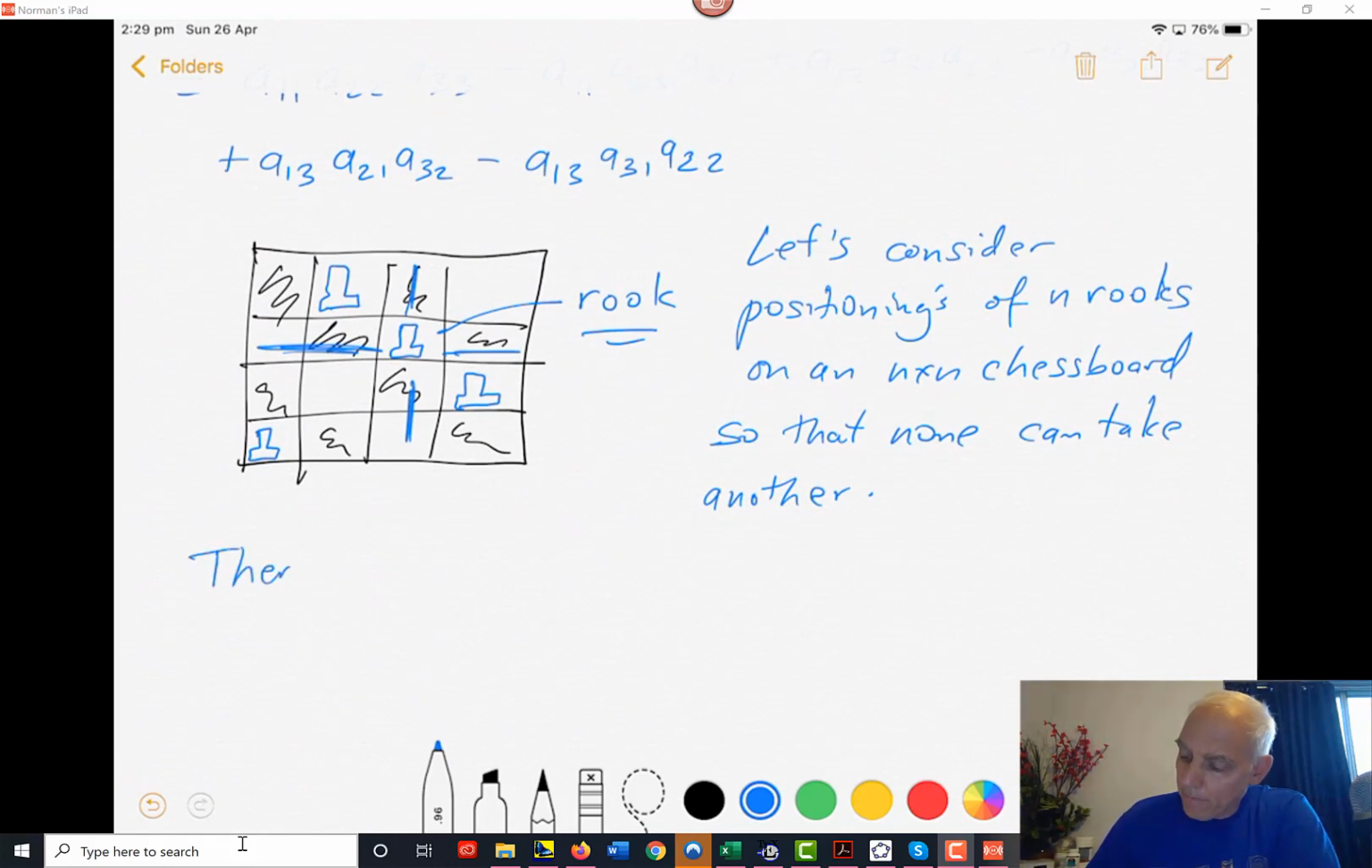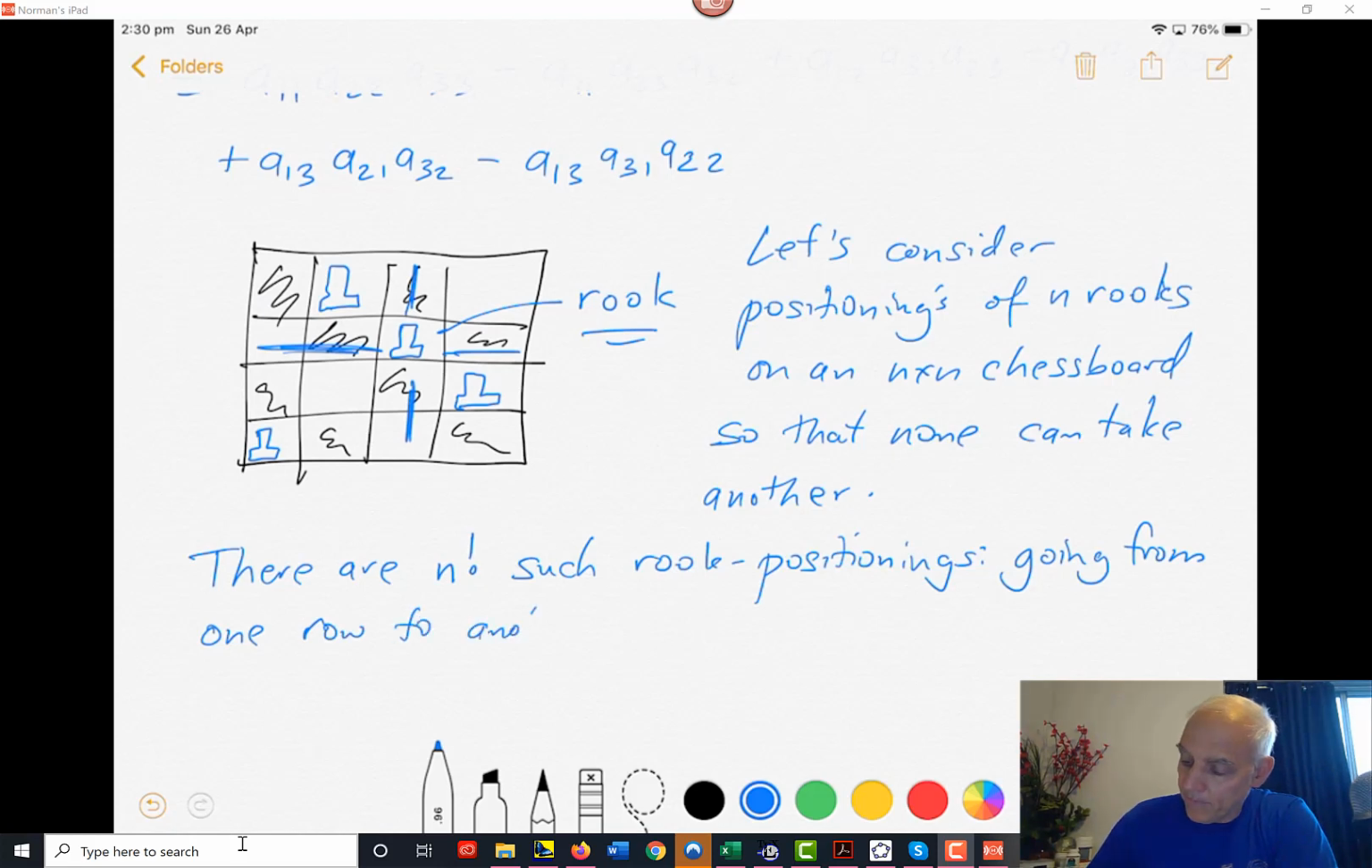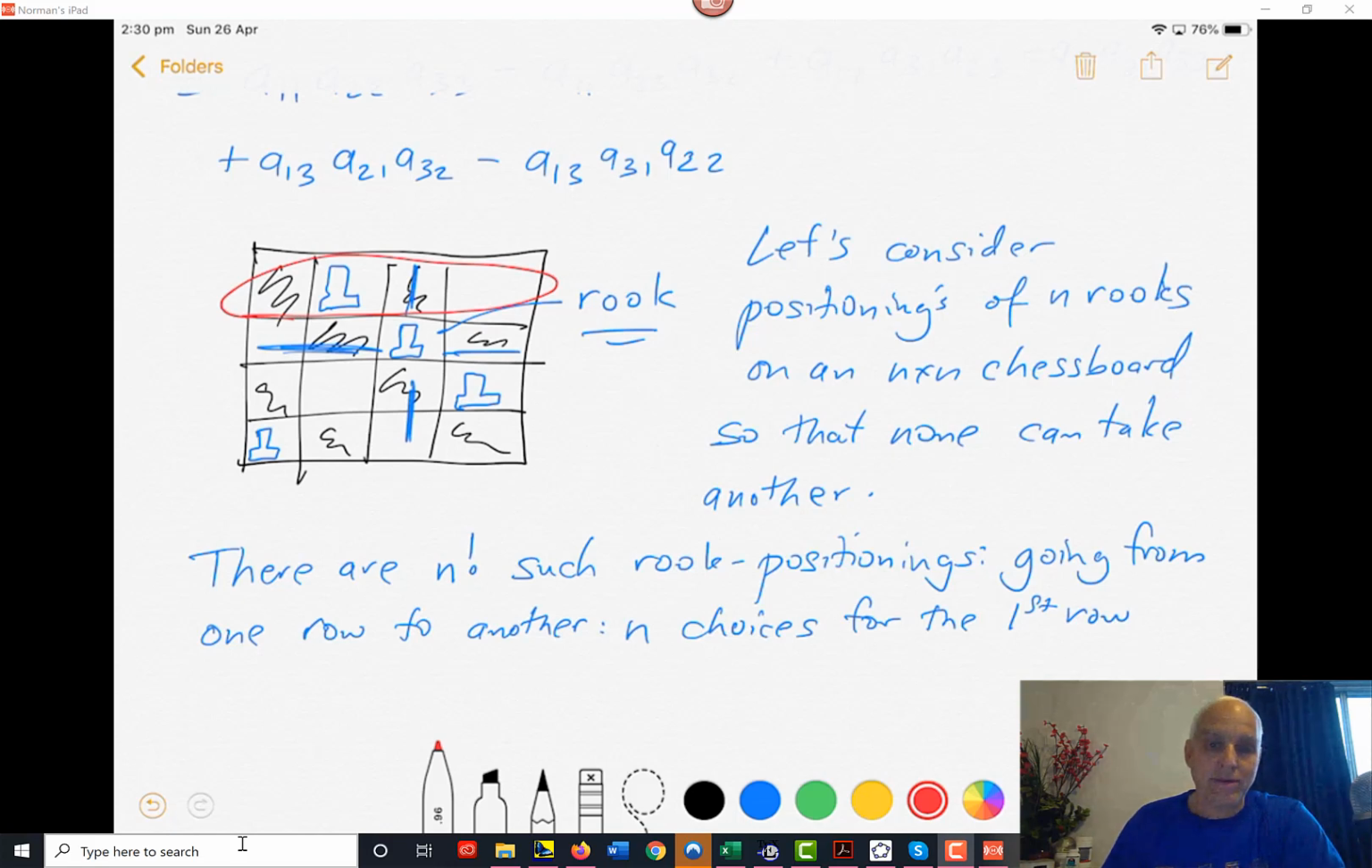There are n factorial such rook positionings. Why is that? Well, if we go from row to row, there's n choices for the first row. In other words, if we concentrate just on this first row, there'll be n possible places for the rook in that row.